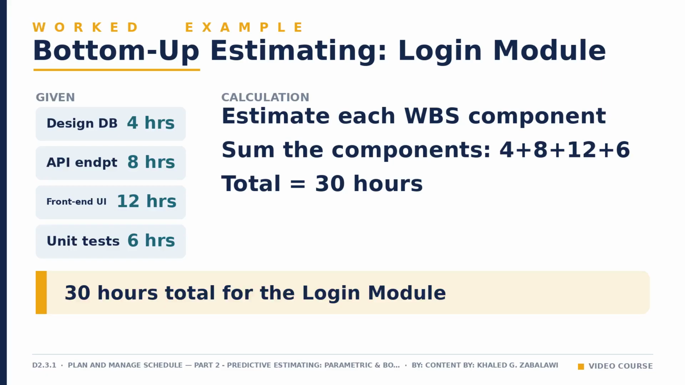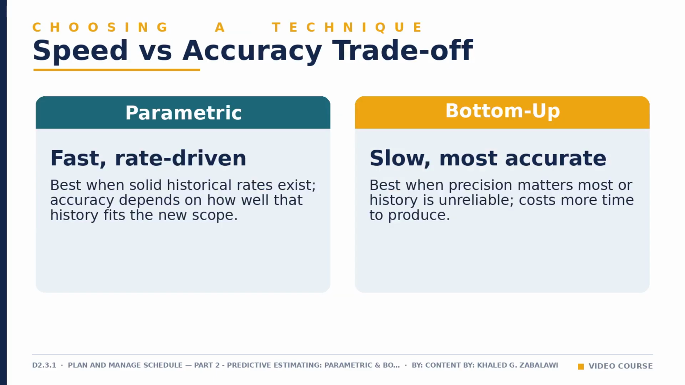4 hours of database design, 8 for the API, 12 for the front end, and 6 for testing add up to 30 hours. That is your bottom-up estimate, slower to build than a parametric number, but grounded in a detailed look at every piece of the work. So how do you choose between these two techniques? It comes down to a genuine trade-off, not a simple either-or rule.